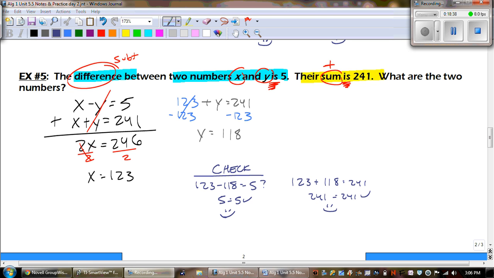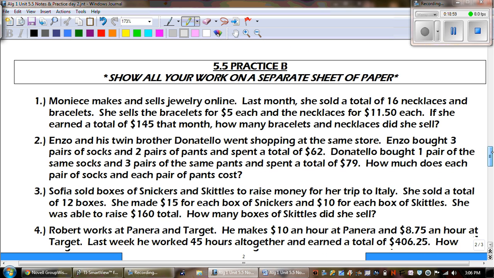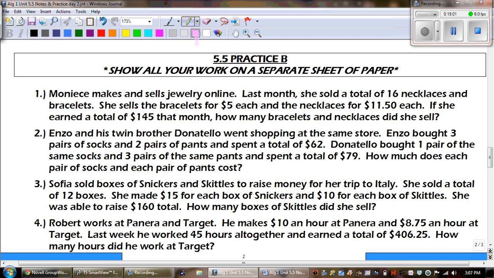Okay, and you can tell that I did the check for both of those, and we get our two answers of x equals 123 and y equals 118. And there we go. Now, 5.5 practice B is your homework. Just make sure that you're reading your directions. Show all work on a separate sheet of paper. If you have any questions, please come find Ms. Carranza or myself because we would love to help you out.